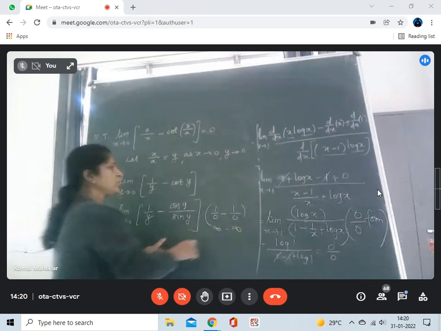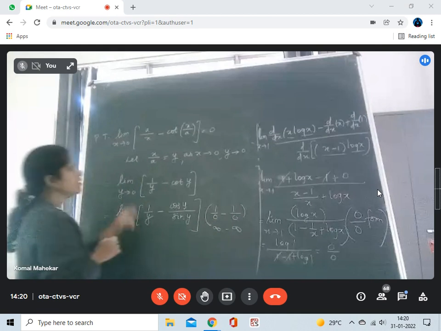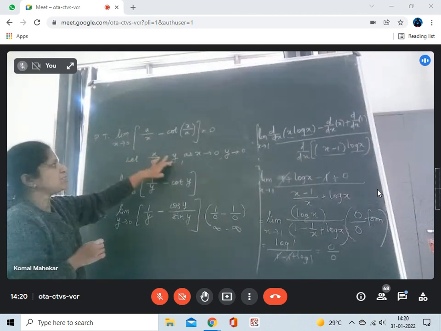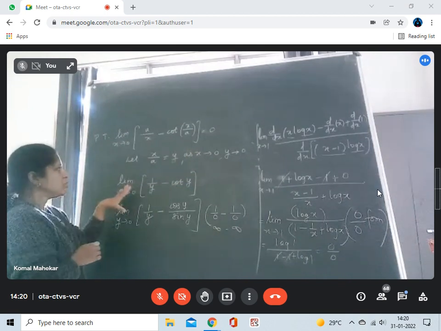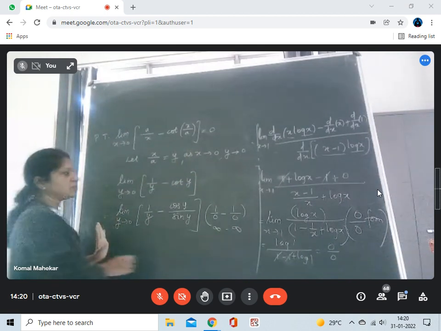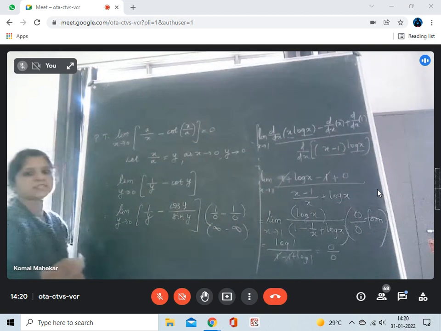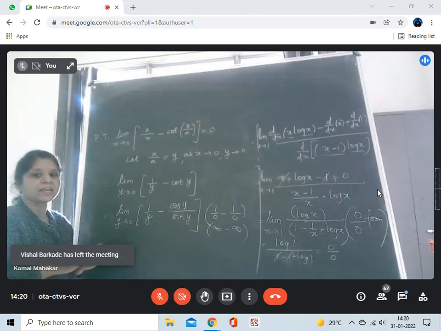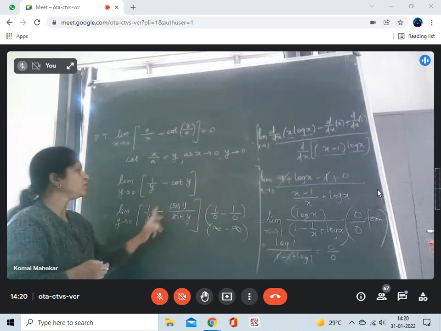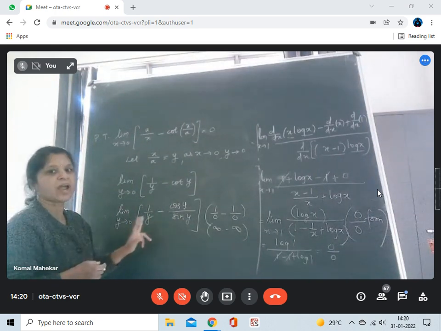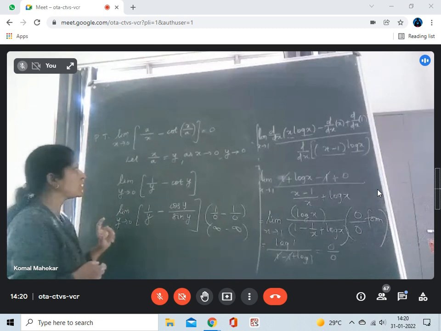So to handle infinity minus infinity, we take x by a as y, and as x tends to 0, y also tends to 0. So the limit will be in the form of y. This is now infinity minus infinity form. We will not solve this directly by using L'Hospital rule, so we have to simplify this bracket expression.